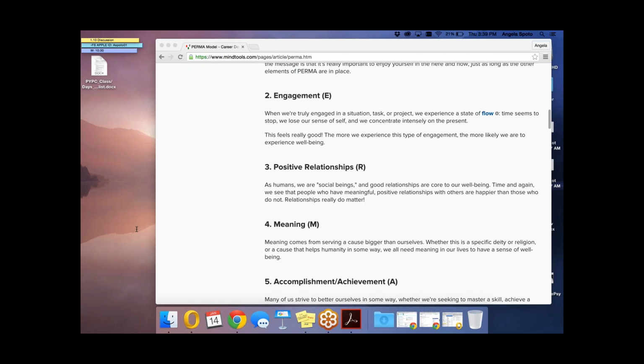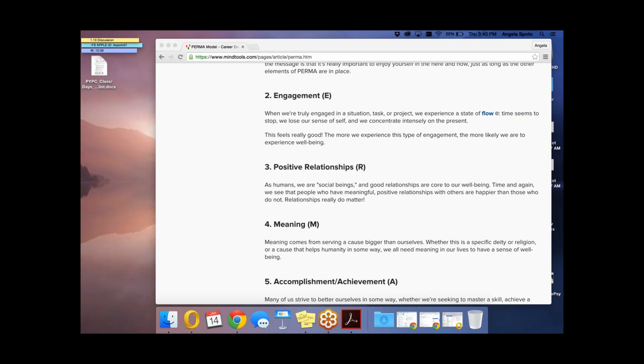The E in PERMA, anybody want to take a guess? I think you guys are going to know because you've been on top of it so far. Yep, engagement, absolutely. So what this says is that engagement is one of the elements that helps us experience the state of flow. Okay, and when we're in that state of flow, we're genuinely engaged in a situation or an activity or a task. Okay, and so what happens in this state of flow is that time seems to stop. We lose our sense of self, and we're really just concentrating very intensely on that present moment.